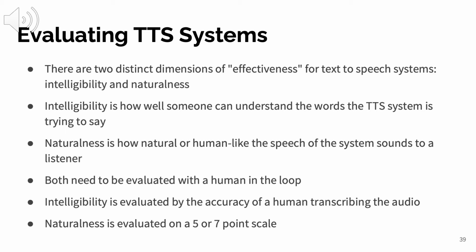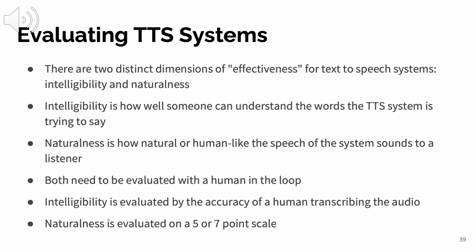So in terms of evaluating whether or not a text-to-speech system actually works, in pretty much any other field, in mathematics or engineering, we just say, does the bridge break or not? How fast does the algorithm work? When we're talking about text-to-speech systems, we need to say, how good does it sound? We will usually break this up into two different categories. There's intelligibility, which is how well someone can understand the words that are being said, and then there's naturalness, which is how natural or how human-like the speech of the system sounds to a user.